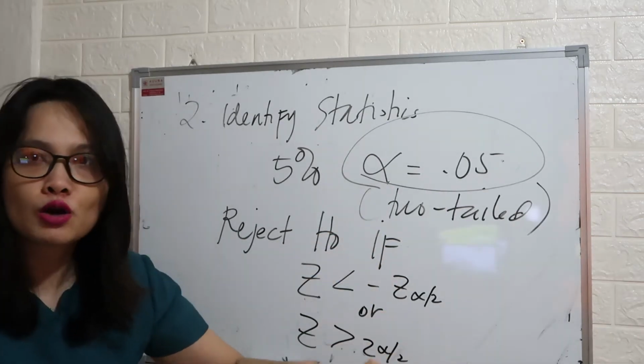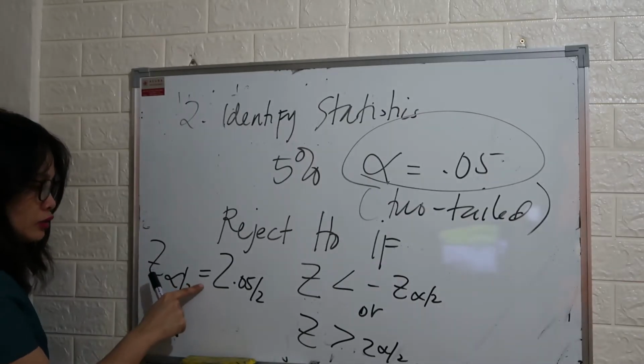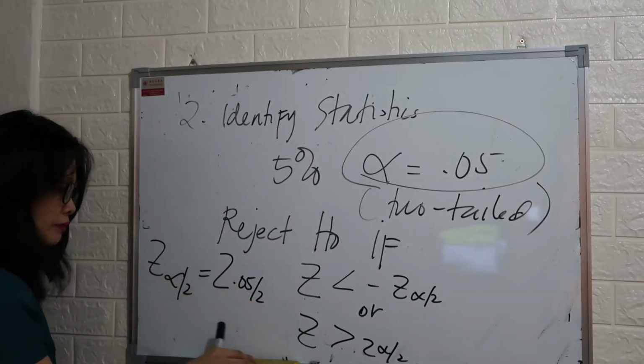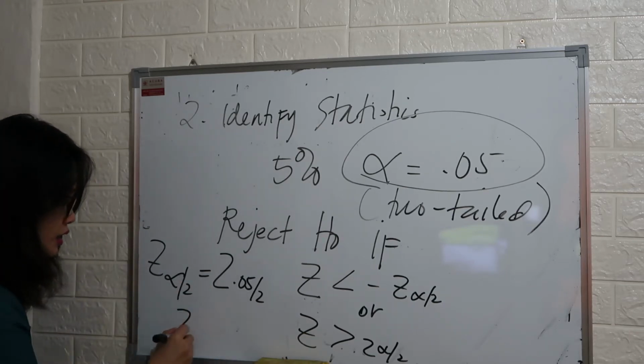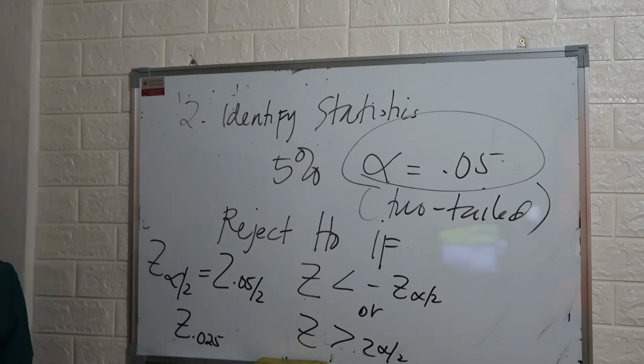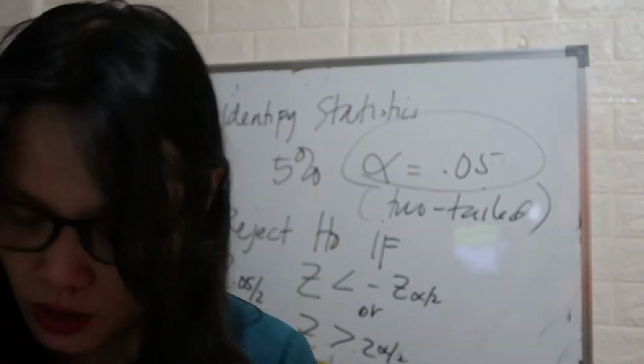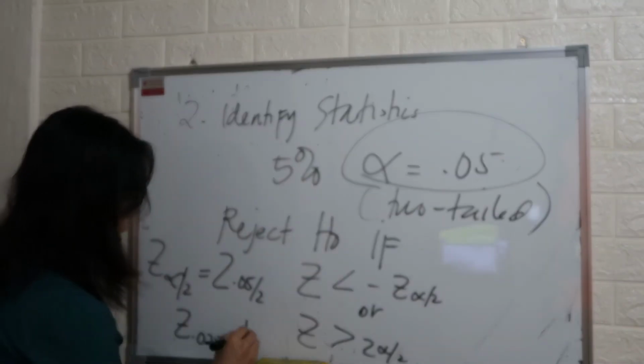We're looking for Z alpha over 2. How do we determine it? Z alpha over 2 is equal to Z 0.05 over 2. Now, what is 0.05 over 2? That will become Z 0.025. Am I right? Can you see the solution here? Okay. So what is your Z 0.025? Get your table. 1.96. Okay, very good. So that will be 1.96.